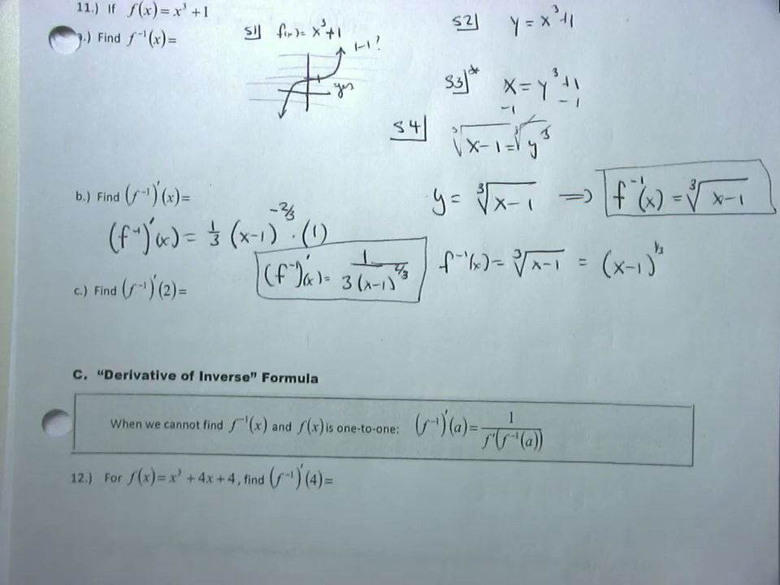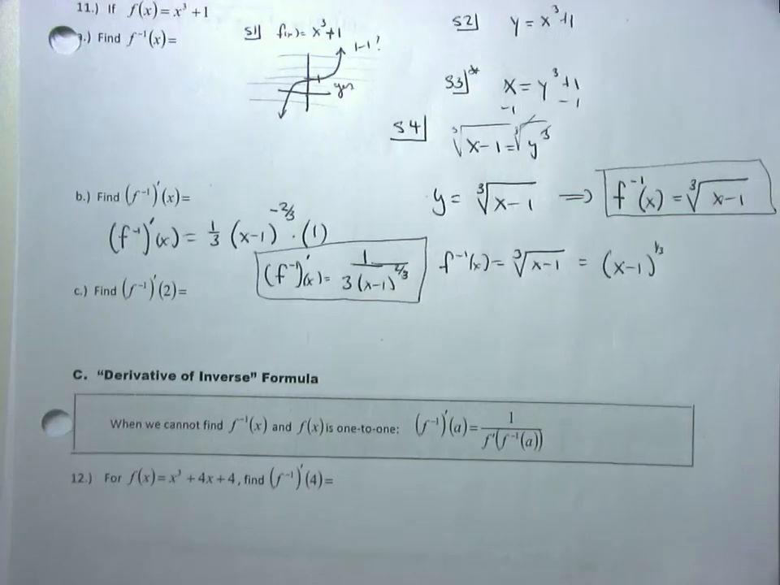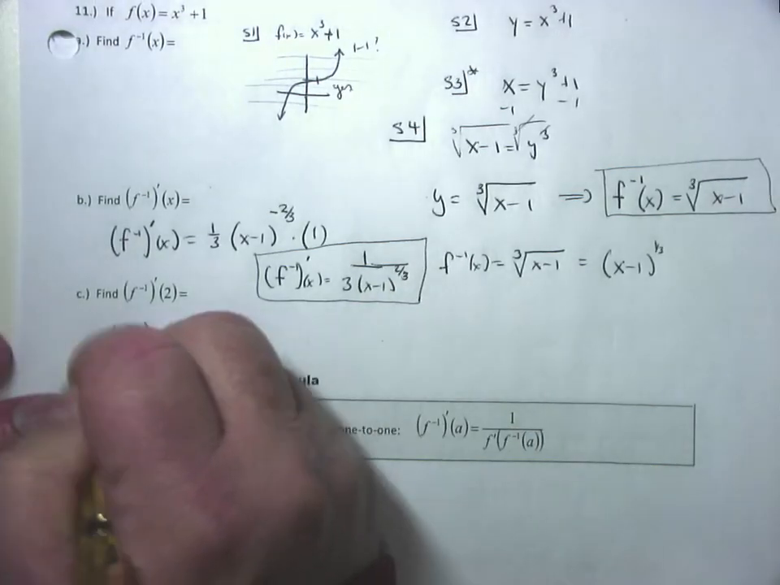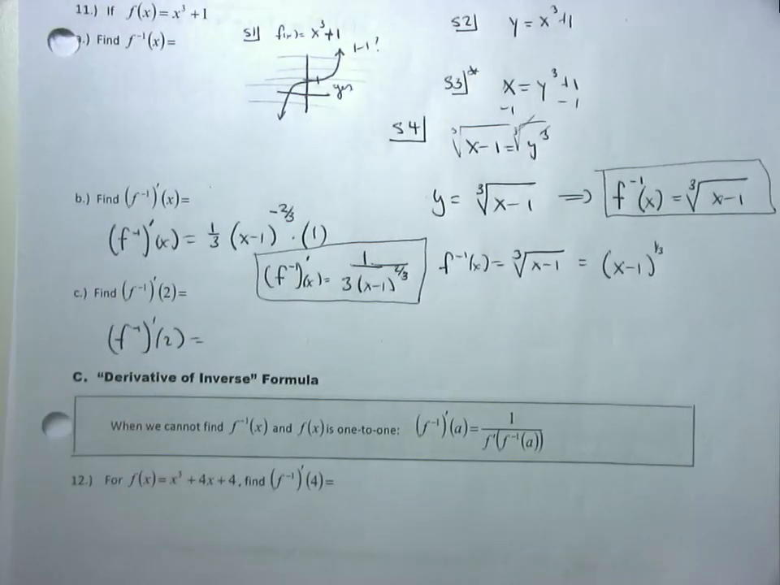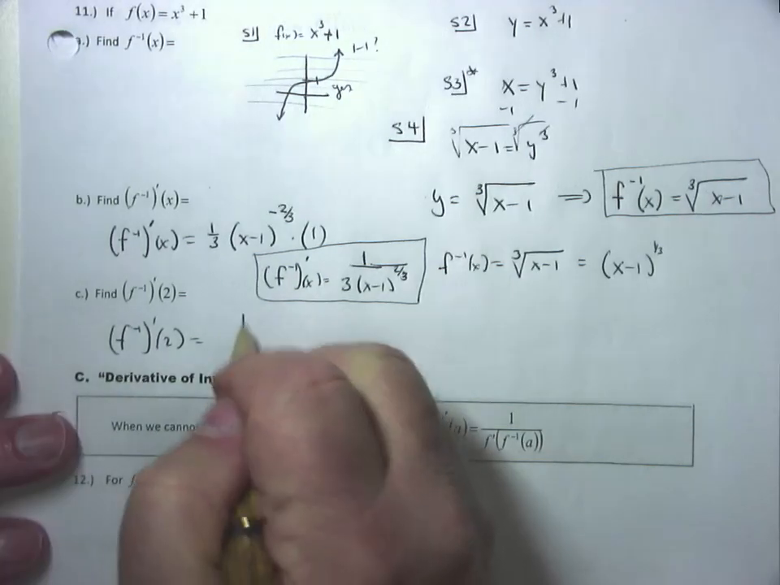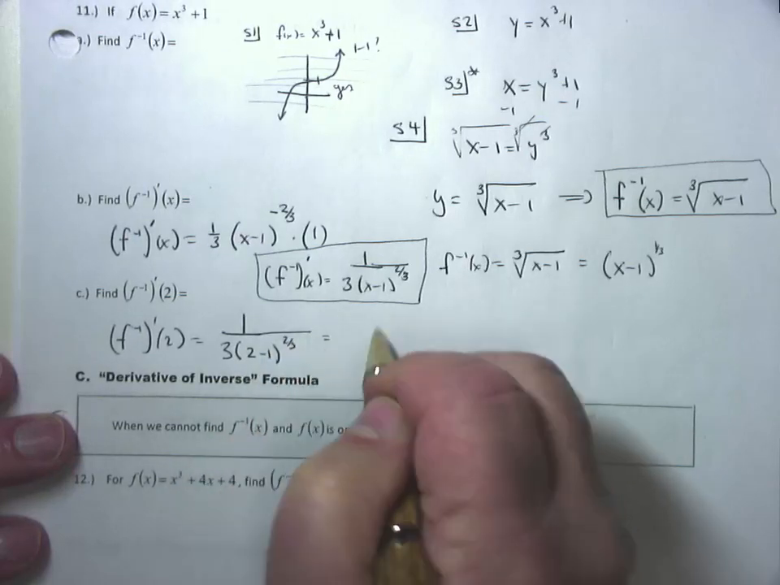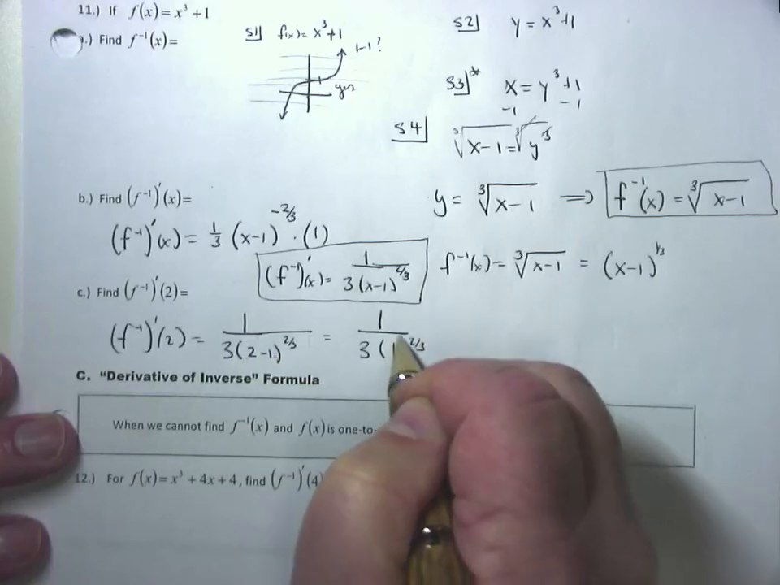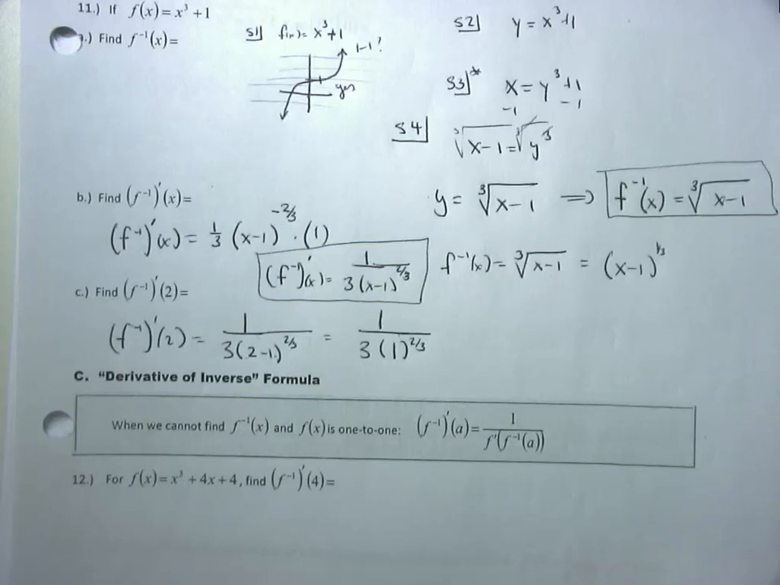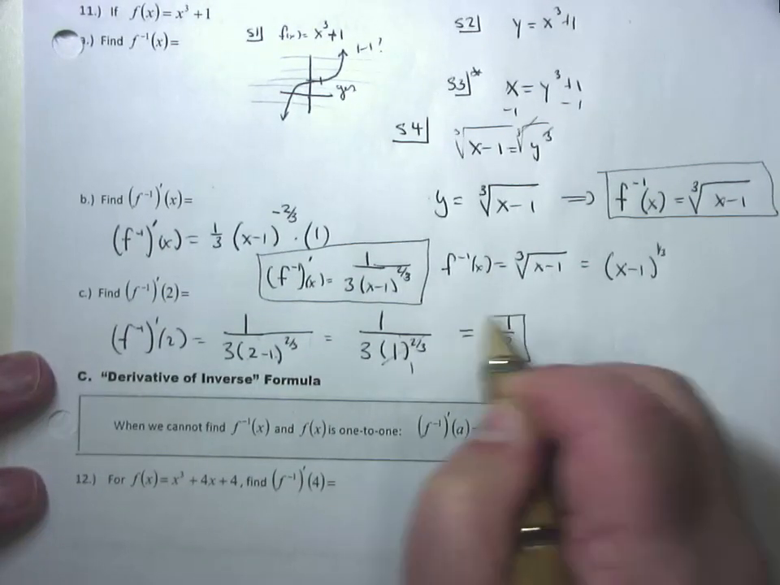Well, I got f inverse prime of x, which is 1/3 times x minus 1 to the 2/3 power. So if they want me to find f inverse prime of 2, what am I going to do? Because we're still beating to death this functional notation stuff. I'm going to plug in 2 for all my x's. This will be 1/3 times 2 minus 1 to the 2/3 power. This is 1/3 times 2 minus 1, which is 1, raised to the 2/3 power. But 1 raised to any power is equal to what? 1. So this is 1 times 3 is 3, so the answer is 1/3.